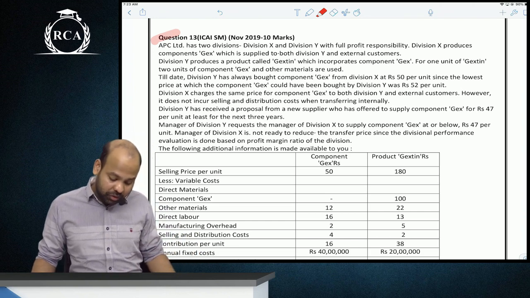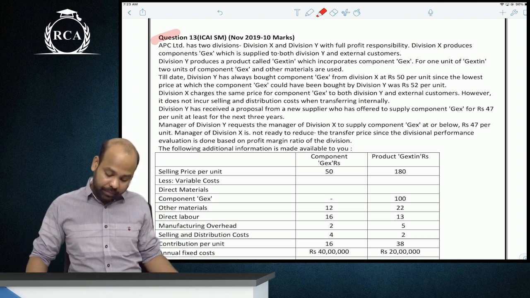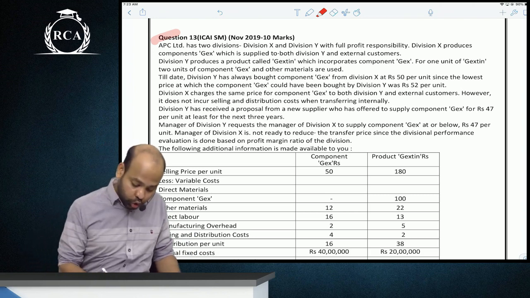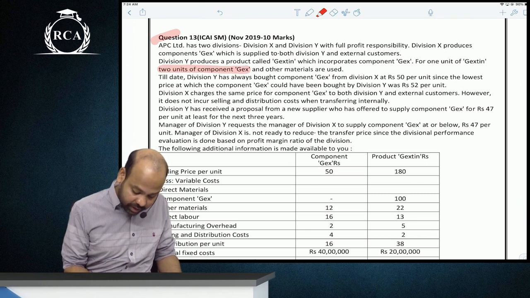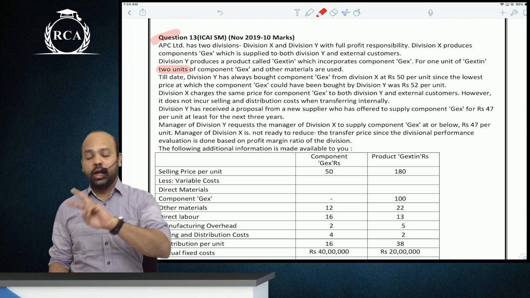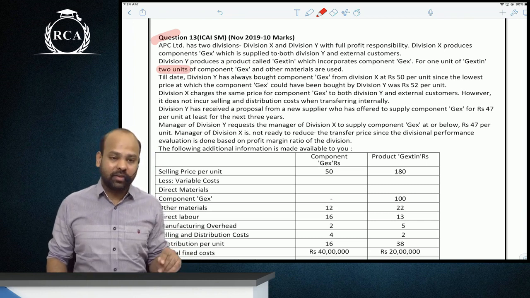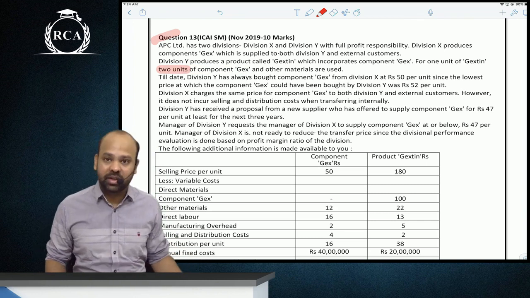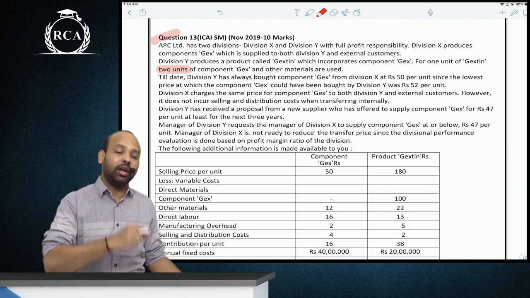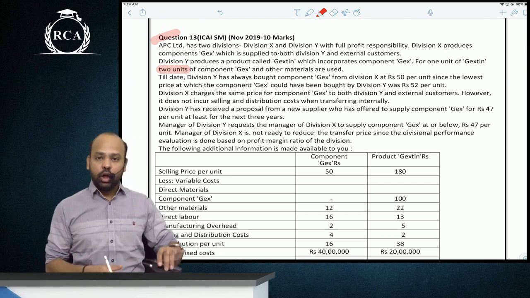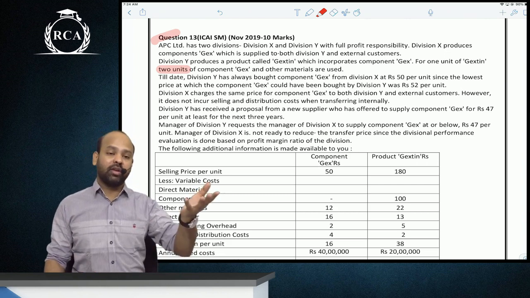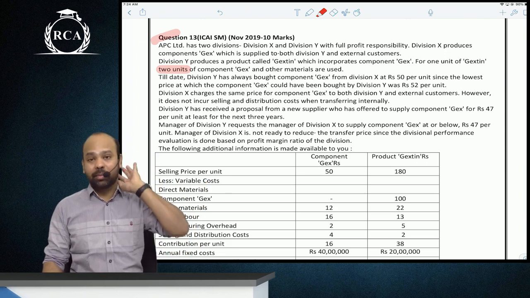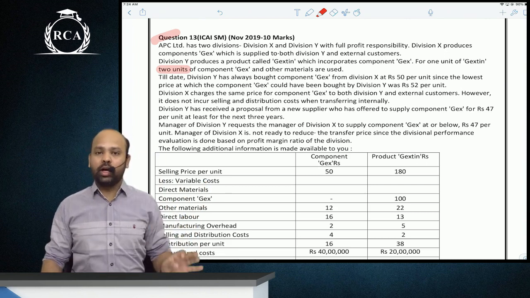Division Y produces a product called Jextin, which incorporates GX. For 1 unit of Jextin, 2 units of component GX are required. Sir, the input output ratio here is 2:1. You need 2 units of GX to manufacture 1 unit of Jextin. Remember, guys, we did not see this point in any of the previous questions. Pay attention here. Normally we end up assuming if your external demand is 10,000 units, we will have to supply 10,000 units to you. No guys, not in this question.